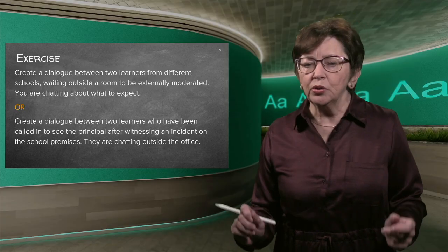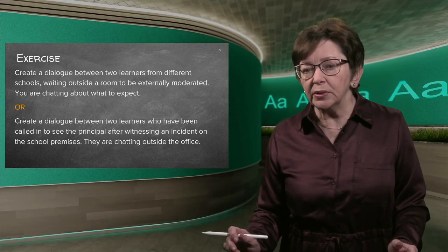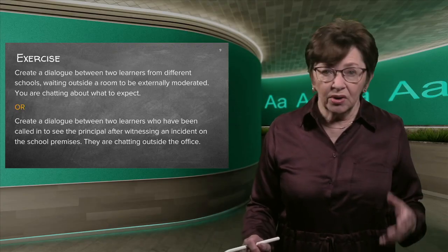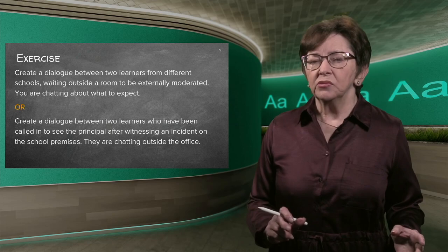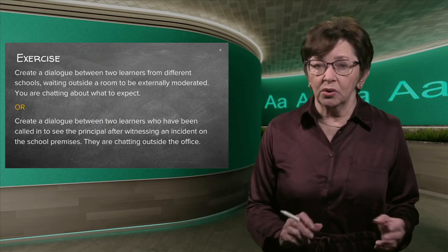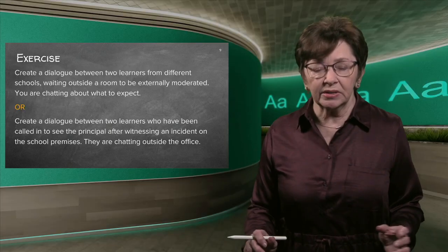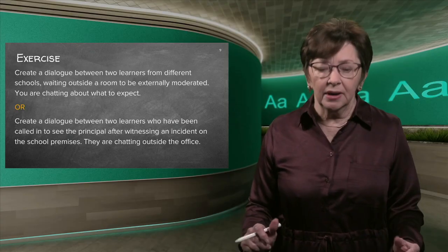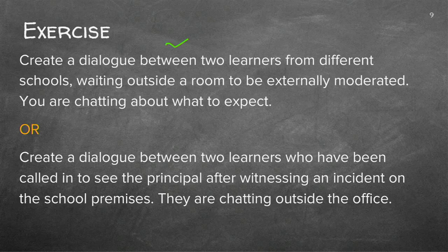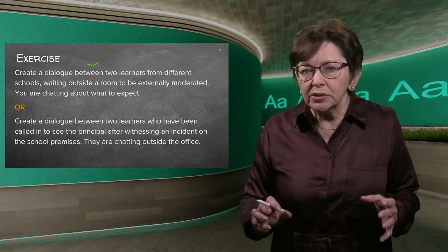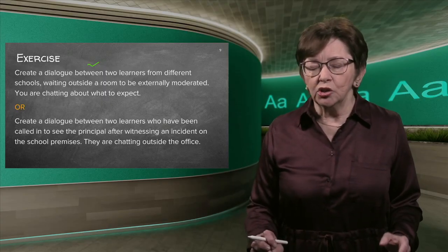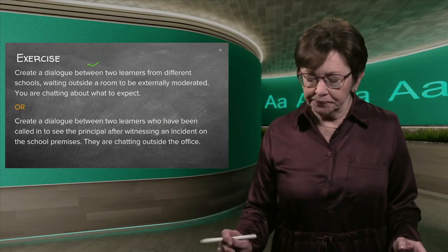Or a dialogue between two learners who've been called in to see the principal after witnessing an incident or even an accident on the school premises. And they are chatting outside the office, just saying what they saw or what they think the headmaster is going to ask, etc. This kind of exercise is more casual and more impromptu. But some of these, like the previous one that I mentioned to you, you will have to do a lot of research for. But it's very important that the characters are the characters. Okay? So you make them come alive. That's it.